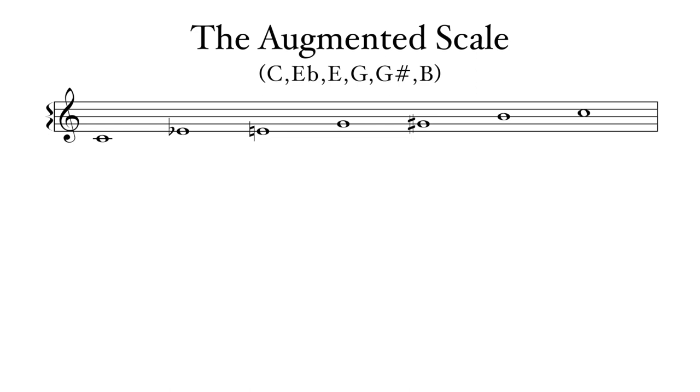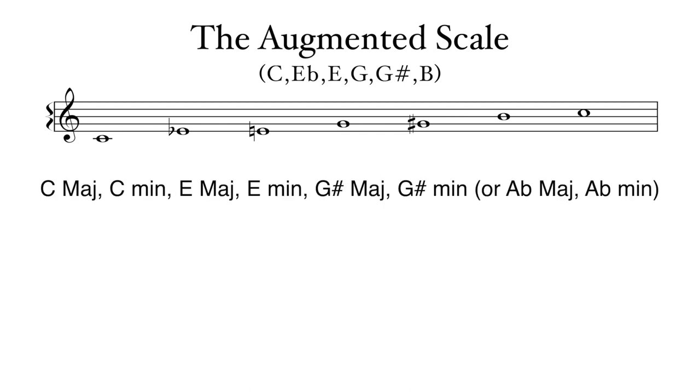Any way you want to think of it is fine, as the results yield the same hexatonic scale, in this case C augmented. This scale yields these major and minor triads: C major and C minor, E major and E minor, G sharp major and G sharp minor. You can also use the enharmonic spelling of G sharp and instead call it A flat, and you'd have A flat major and A flat minor instead of G sharp.